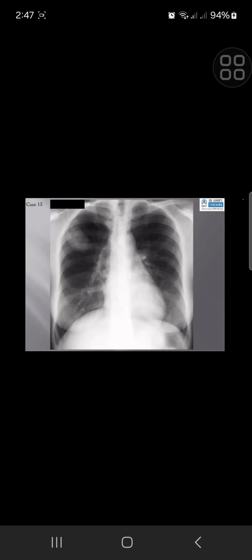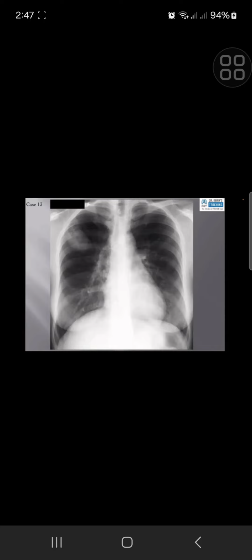Should I start? I'm presented with a frontal radiograph of the chest. There is a right upper zone opacity with peripheral lucency suggestive of an air crescent sign.